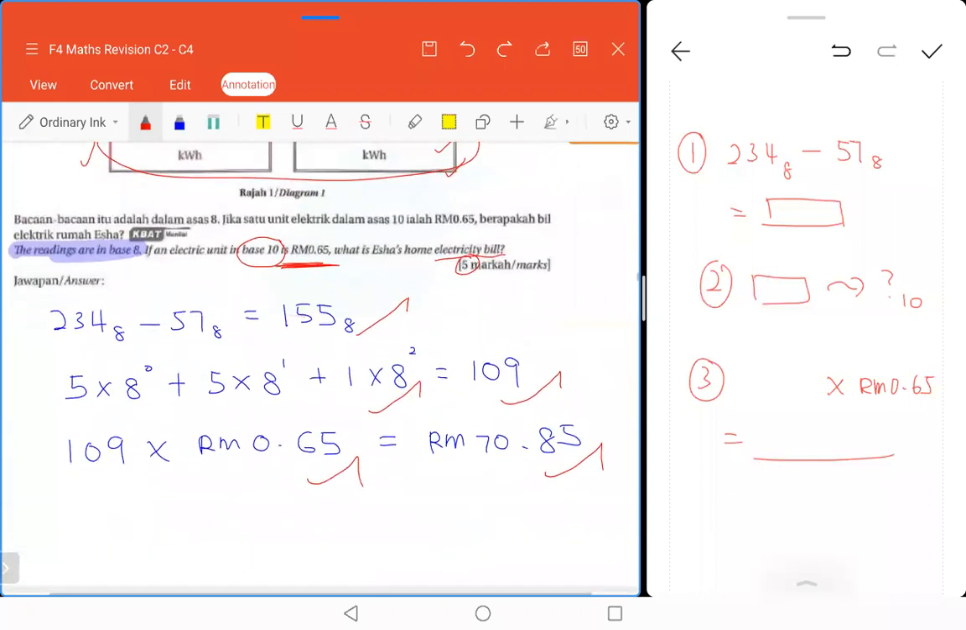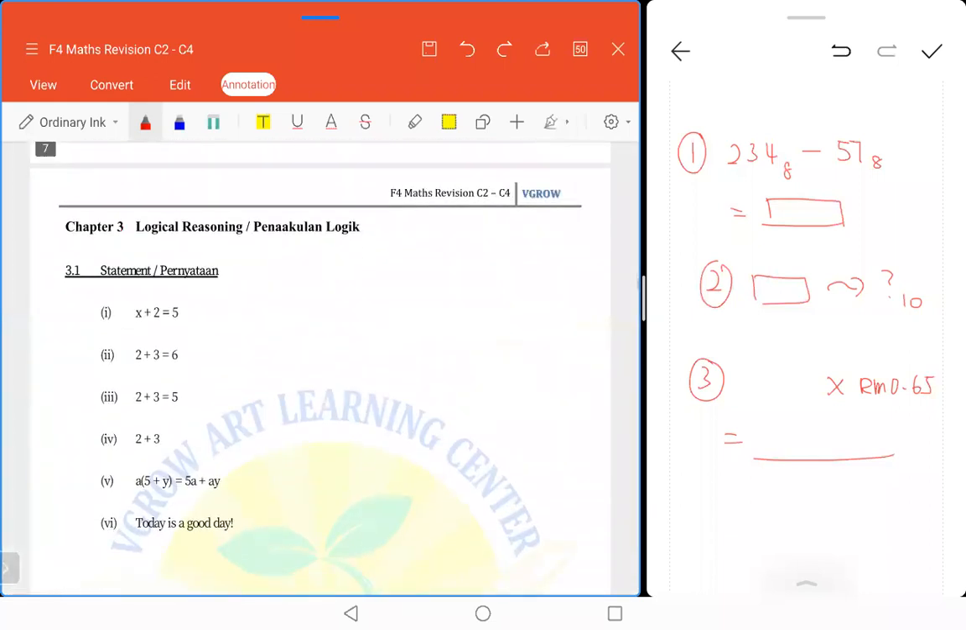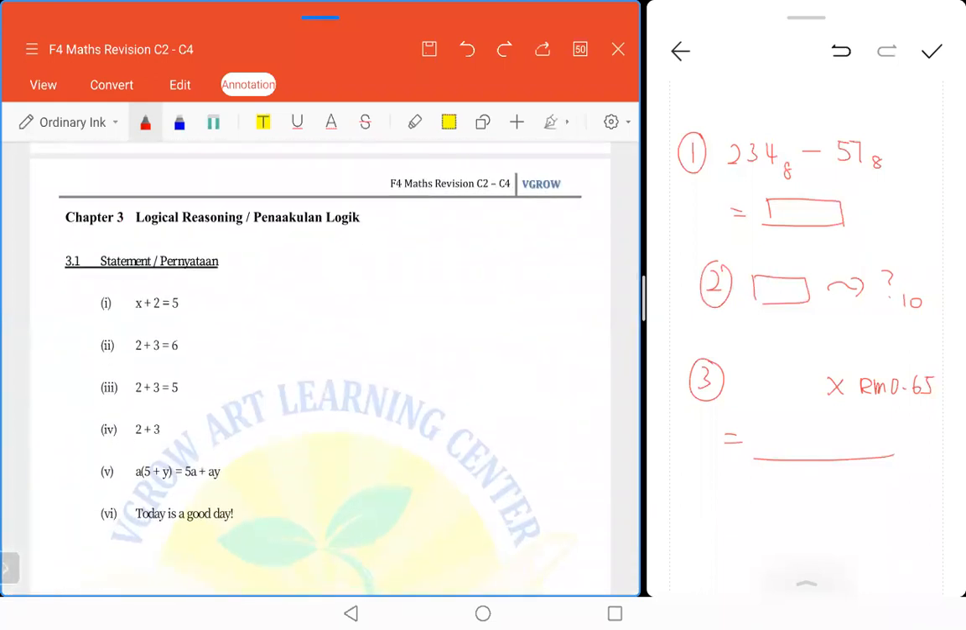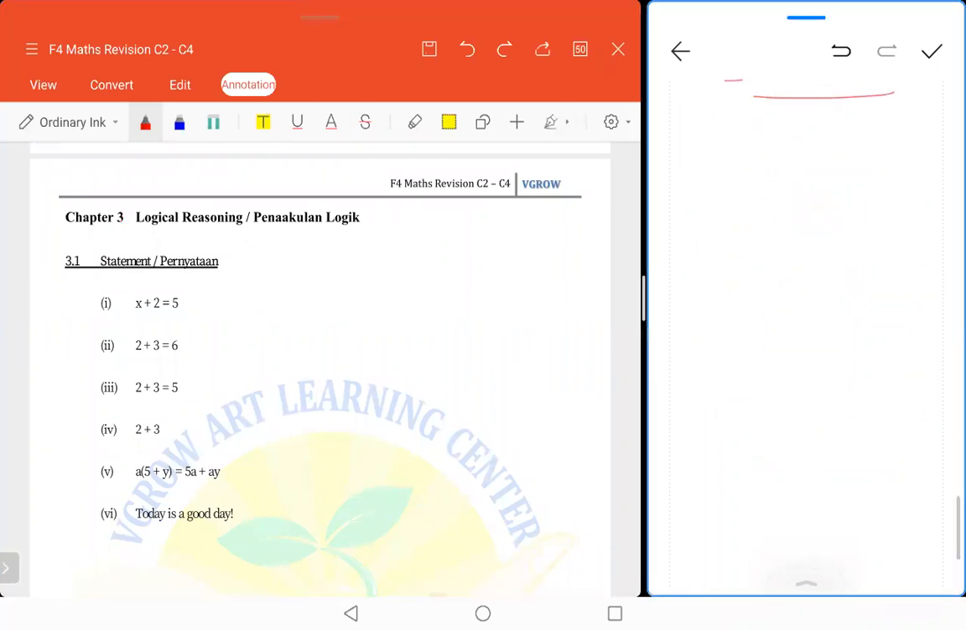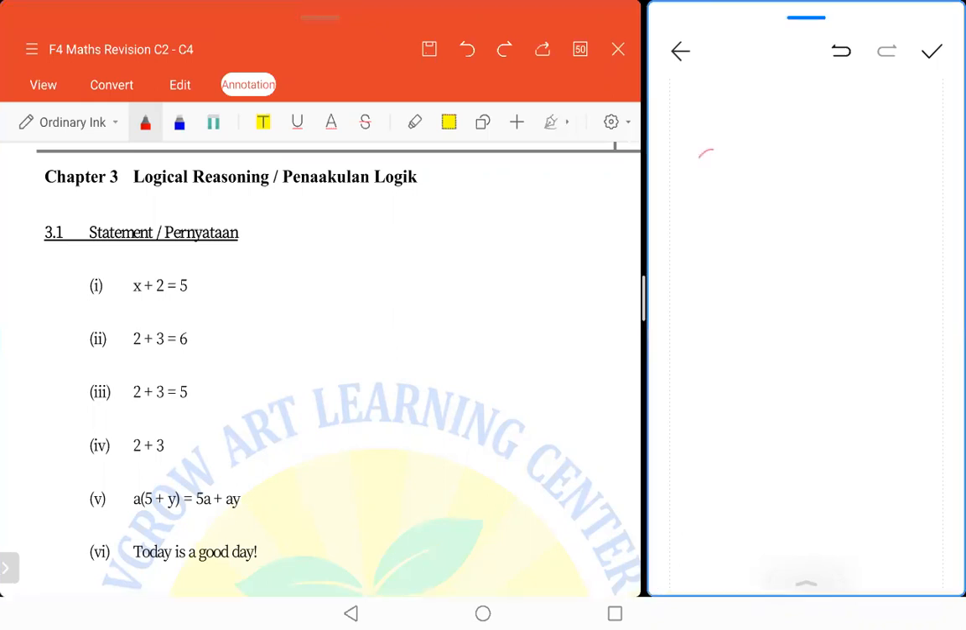Okay, no questions. We'll move on to chapter 3. Okay, ready? Chapter 3, logical reasoning. We start with part A, which is statement: whether the sentence is a statement or not. How do we know it's a statement or not? Okay, so let me write down here.